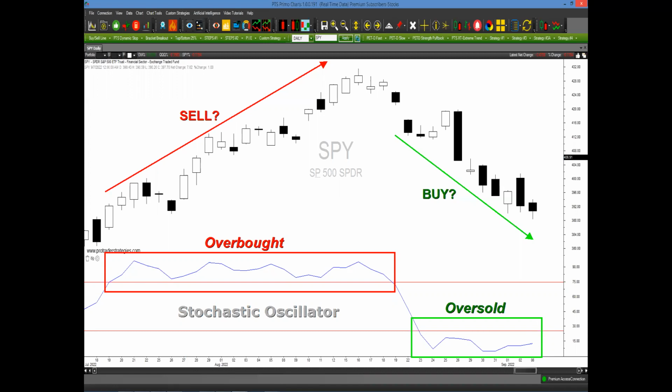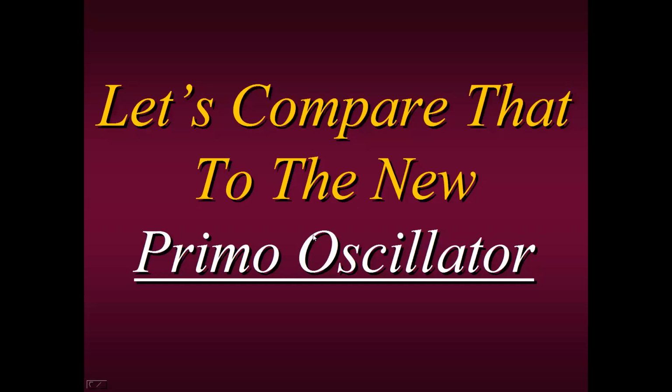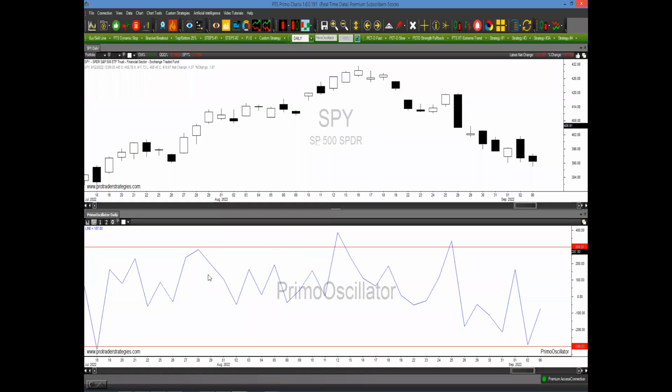Let's see how the Primo oscillator could have helped us looking at the exact same chart. So on the PTS Primo charting platform now, we're comparing what we just saw to the new Primo oscillator. All right, here's the Primo oscillator on the bottom of the chart. Here's that same chart of the spiders, okay? Now, the oscillator once again is in blue. We have an upper threshold and a lower threshold. Now, this is just one of the techniques I'm going to be teaching in the course.